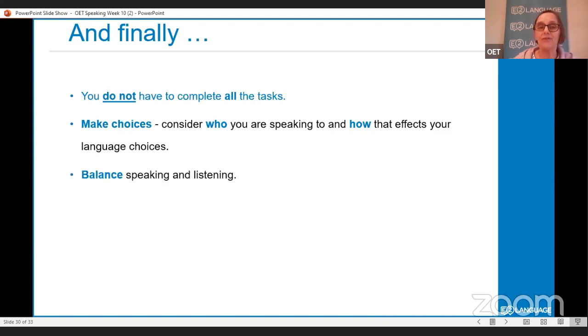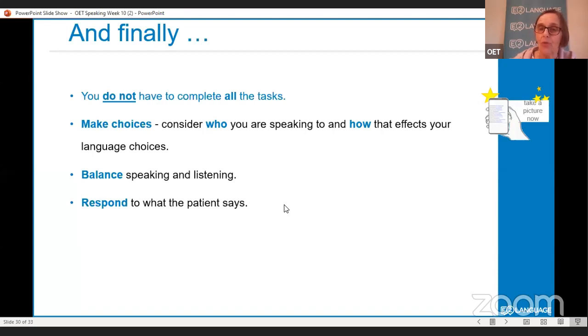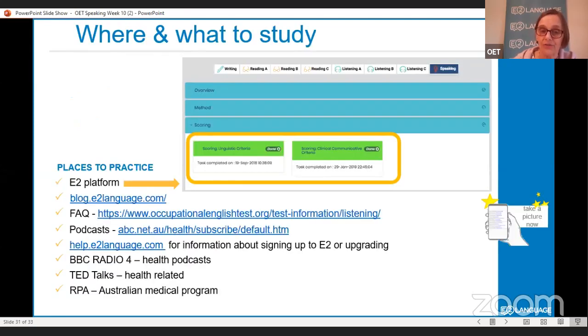Definitely. Balance, as I said, speaking and listening. Your patient should be 40% of the time, I would say, 30, 40, even 50% of the time. Don't worry. You just need to speak when it's necessary. But the patient has to be taken into consideration. And we need to respond to what that patient says or asks you.